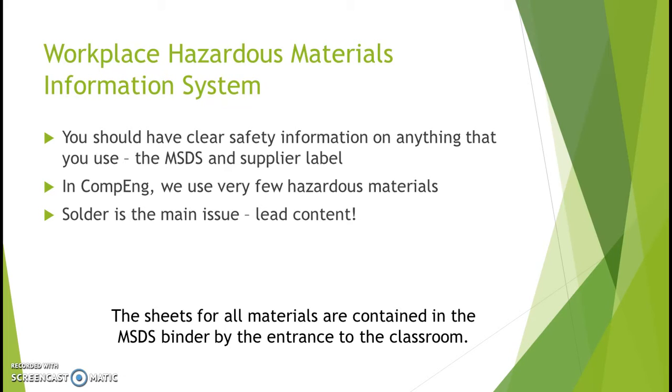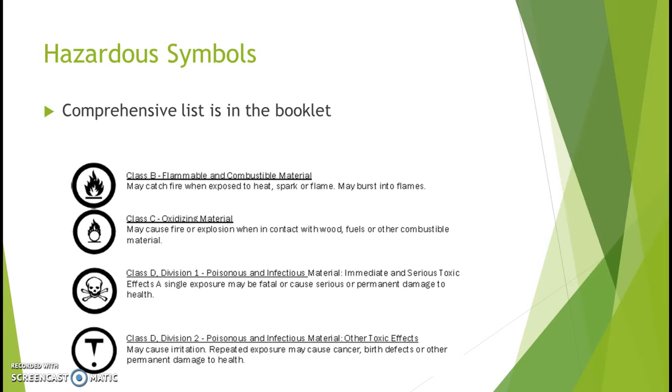Now, the sheets for all the materials are contained in the MSDS binder by the entrance to the classroom. You should make sure that you can see where that is now. And you should be aware of the hazardous symbols both inside and outside the classroom. The booklet has a comprehensive list. Here are the most important ones for us. Flammable materials. There isn't much that we have in the classroom, but you should know the symbol for flammable materials. Class C oxidizing materials have a similar symbol with an O incorporated into the symbol. Poisons, no great shock, the symbol there.